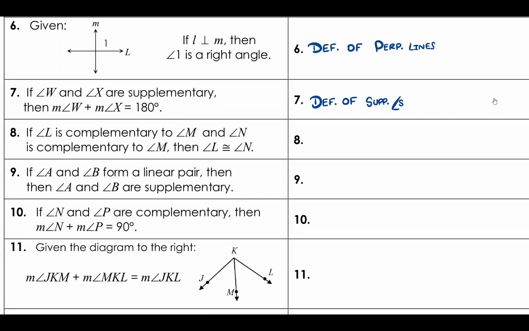L is complementary to M and N. L is complementary to M, and N is complementary to M. Then L is congruent to N. So that's our congruent complements again, but it's not supplements this time, it's congruent complements. Again, I think there are better ways we can show that.